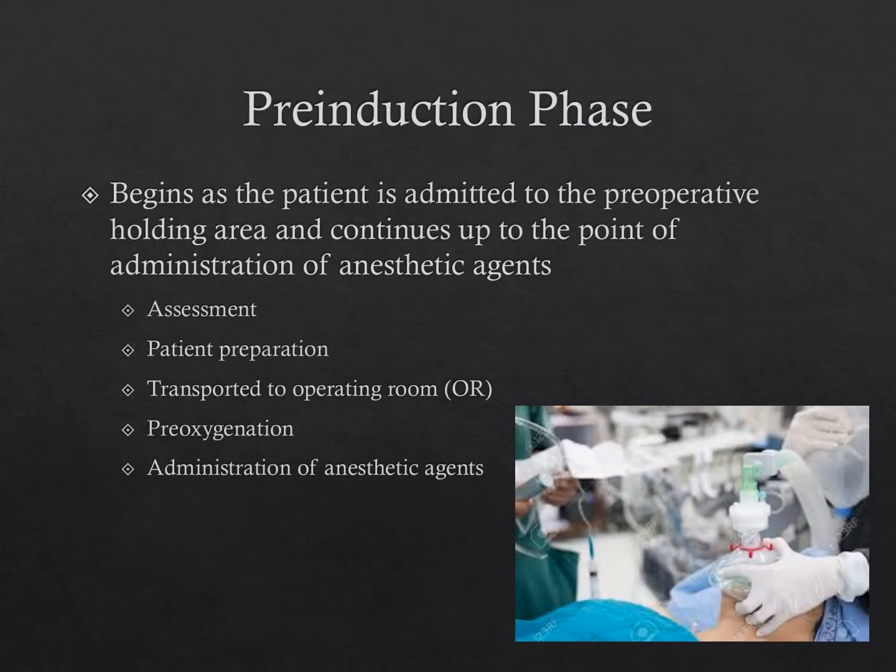The first phase of general anesthesia is pre-induction. So this will begin as the patient is admitted to the preoperative holding area and continues to the point of being administered anesthetic agents. So this will include assessment of the patient, their preparation including clipping, extra cleansing of the skin. They'll be transported to the operating room. Pre-oxygenation, which you can see in this picture, is where they're going to hold that anesthetic mask over them and then just have them breathe some nice oxygen, and then administration of anesthetic agents. So this will include everything up until anesthetic agents are given.